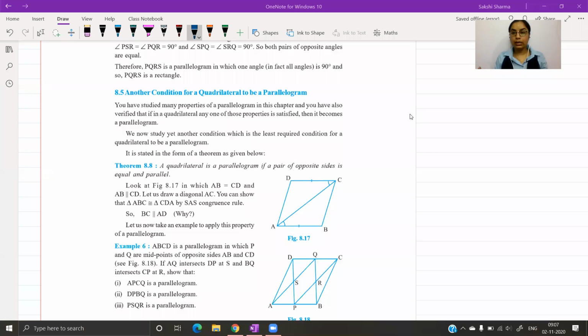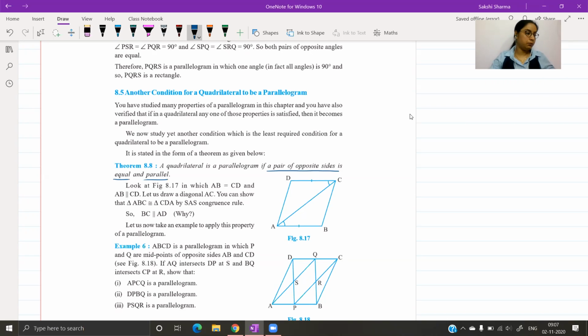So if there is a quadrilateral having those properties, having opposite sides equal, you can prove that the quadrilateral is a parallelogram. So there are these results, but there is one special result which can be used to prove that a given quadrilateral is a parallelogram. The result is: a quadrilateral will be a parallelogram if a pair of opposite sides is equal and parallel.